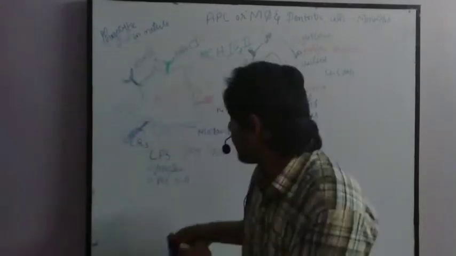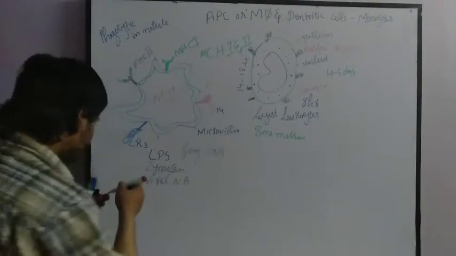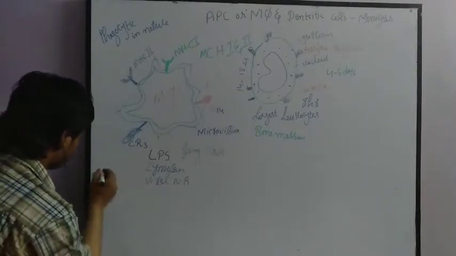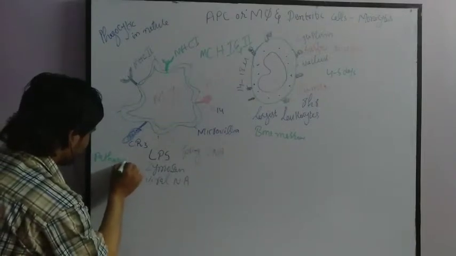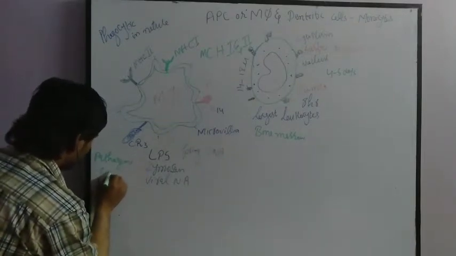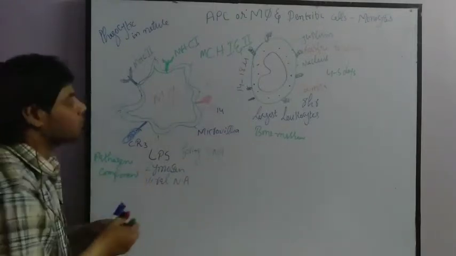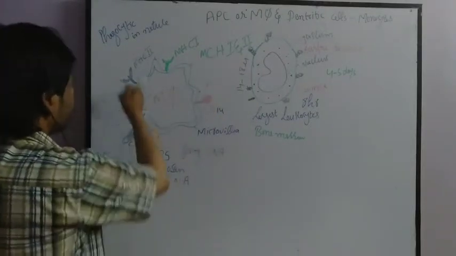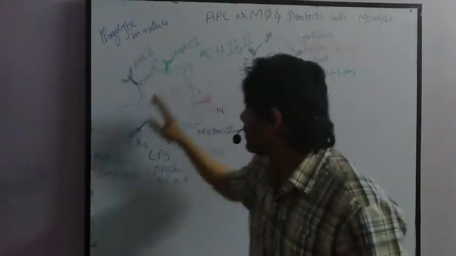These are the microorganisms, or we can say these are the pathogenic components, which are sometimes recognized by CD14, CR3, MHC2, not MHC1. Means these kinds of receptors recognize these things.